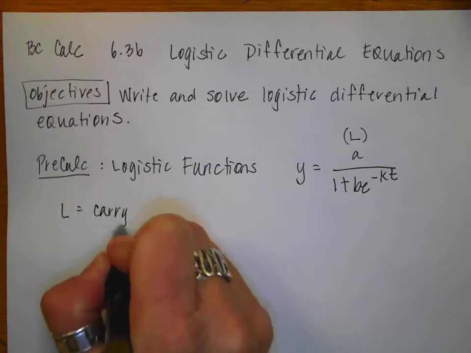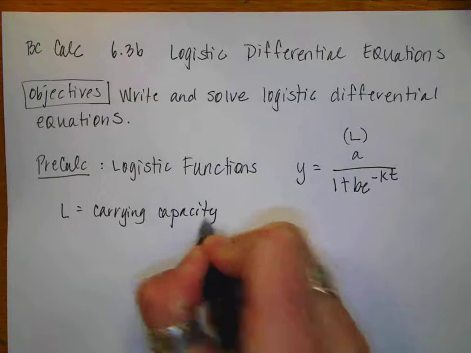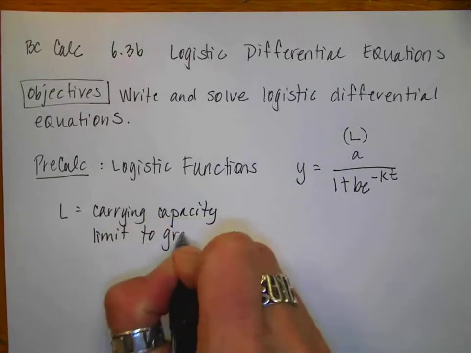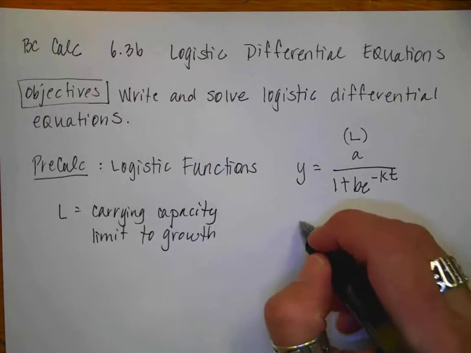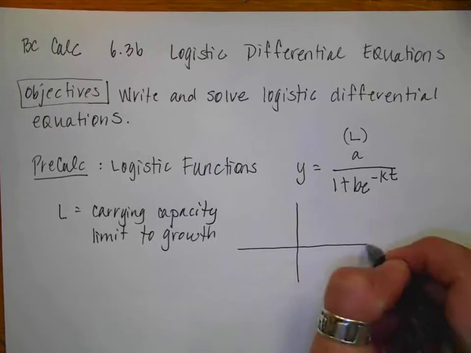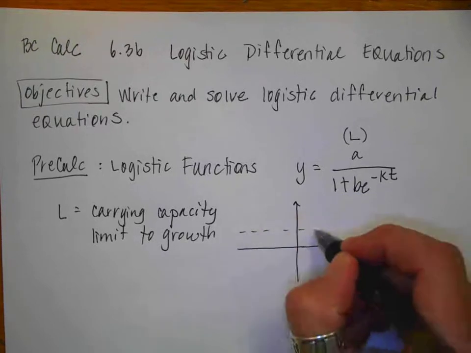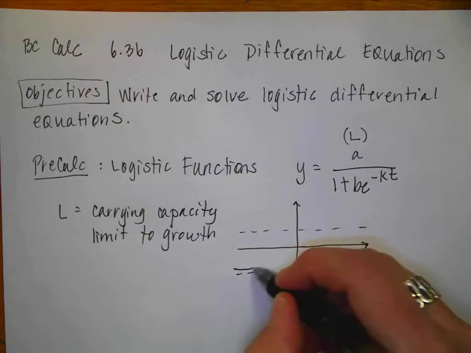the carrying capacity, or it is called the limit to growth. And remember, in pre-calc, we talked about in Flagstaff a limit to the population growth could potentially be water, because we don't have a lot of water in Arizona. All right? If you'll remember, it is a very unique graph because it actually has two horizontal asymptotes.